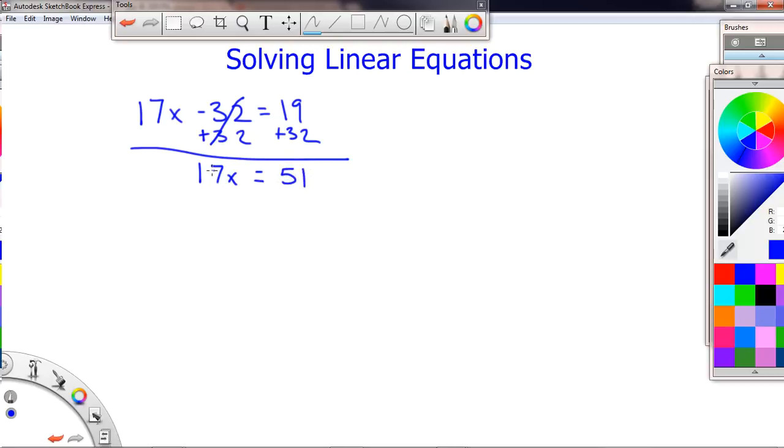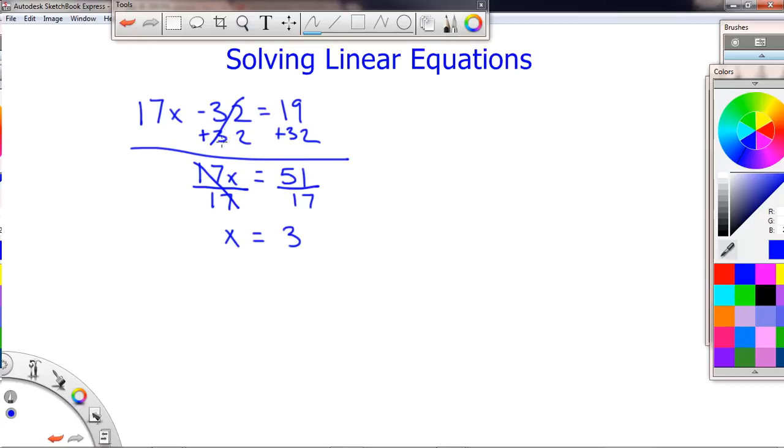Now this says that 17 times x is equal to 51. So to find out what x is, we're going to divide by 17. We want to undo whatever's happening to x. So we're going to divide both sides of this equation by 17. Now here the 17s will cancel out, and I'm left with x is equal to 51 divided by 17, which is 3.